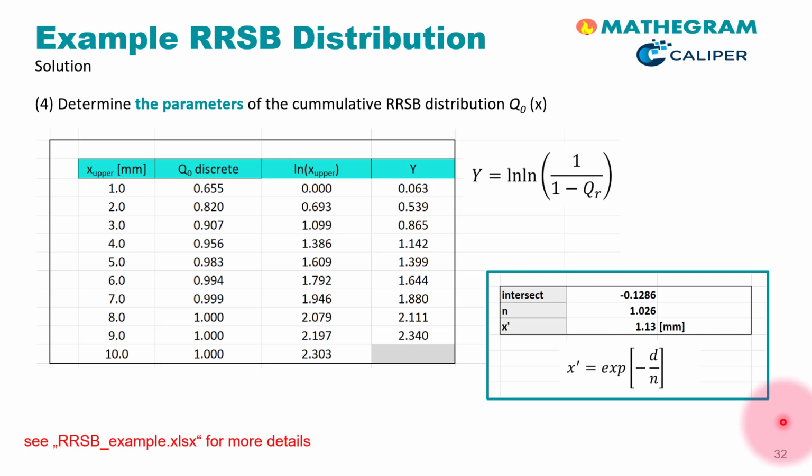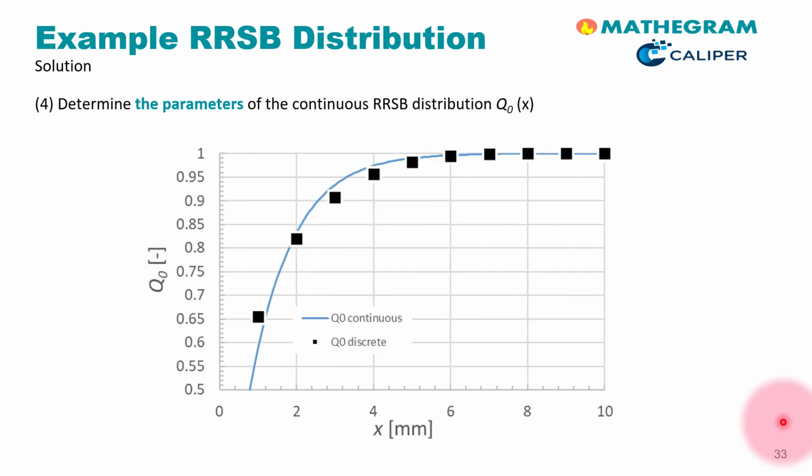Let us finally have a look at how well the fit of Q0 with the RRSB distribution function works. As you can see, it is not perfect but quite okay. Also note that the shape of the cumulative Q0 distribution is qualitatively different compared to the Q3 distribution. This is quite usual since number-based distributions naturally have higher Q values for smaller particles, simply because their number is much bigger than that of larger particles.